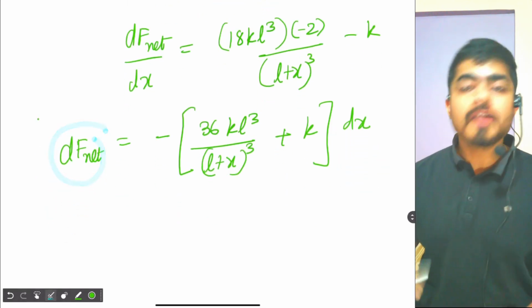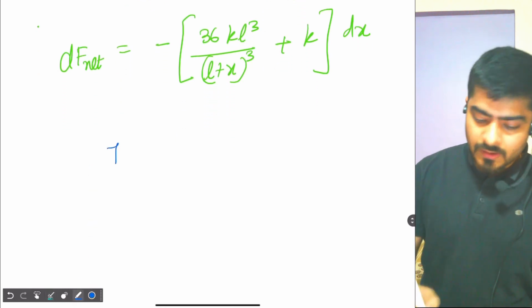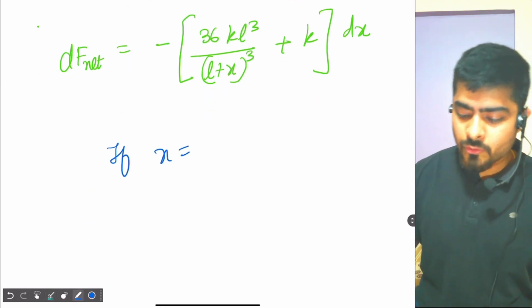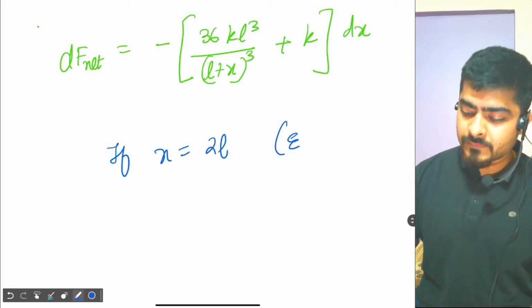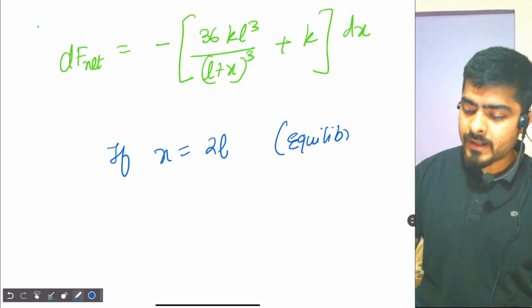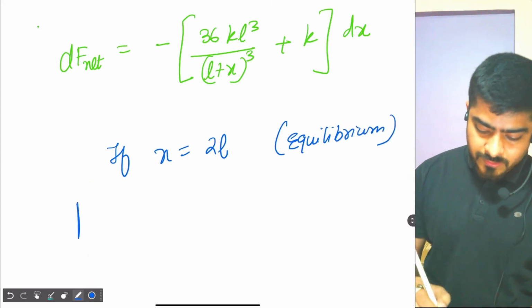Okay, now what happens if x equal to 2l, that is the equilibrium position. If x equal to 2l, the equilibrium position. So okay, this is your equilibrium position.